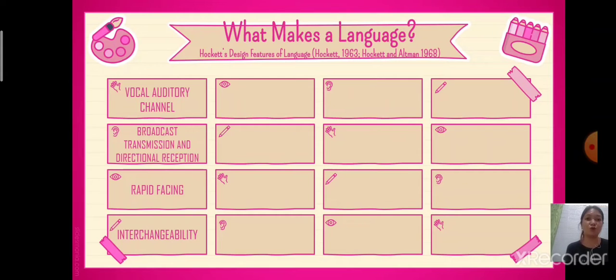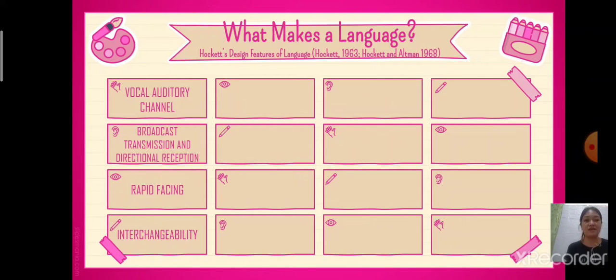We have also broadcast transmission and directional reception. It is where speech sounds radiate in all directions so that they can be perceived by any listener. So this is when the child knows where the sound was coming from.